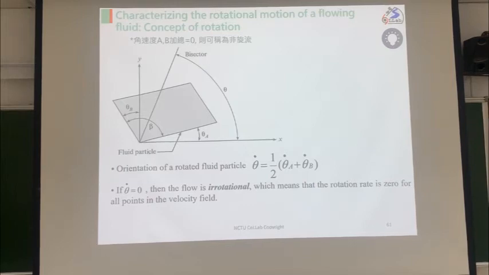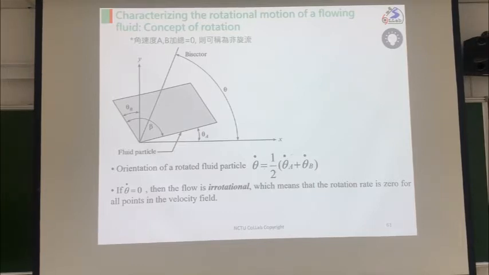We mentioned that if we have the theta rate, then we can quantify whether the flow condition is rotational or not. But the key concept here is that before we quantify the theta rate, we need to know theta A and theta B. The theta rate is the sum of the theta A rate and the theta B rate, divided by 2.